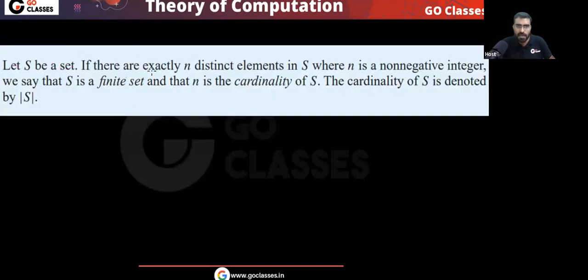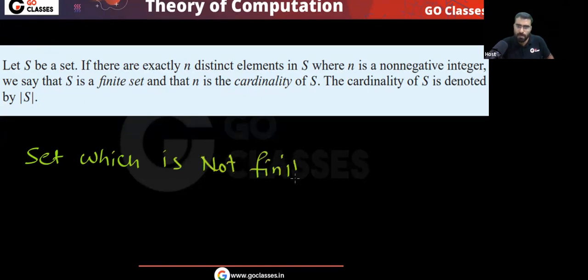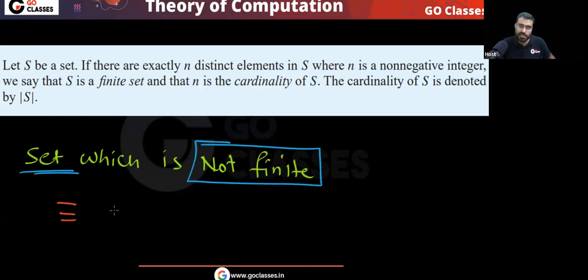If S is a set with exactly n elements, it means this is a finite set, and the cardinality will be n. If your set is not finite, what do we call it? That is an infinite set. Yes or no? This type of set we call an infinite set. If a set is not finite, then it is infinite. Very simple. This is the idea of cardinality.